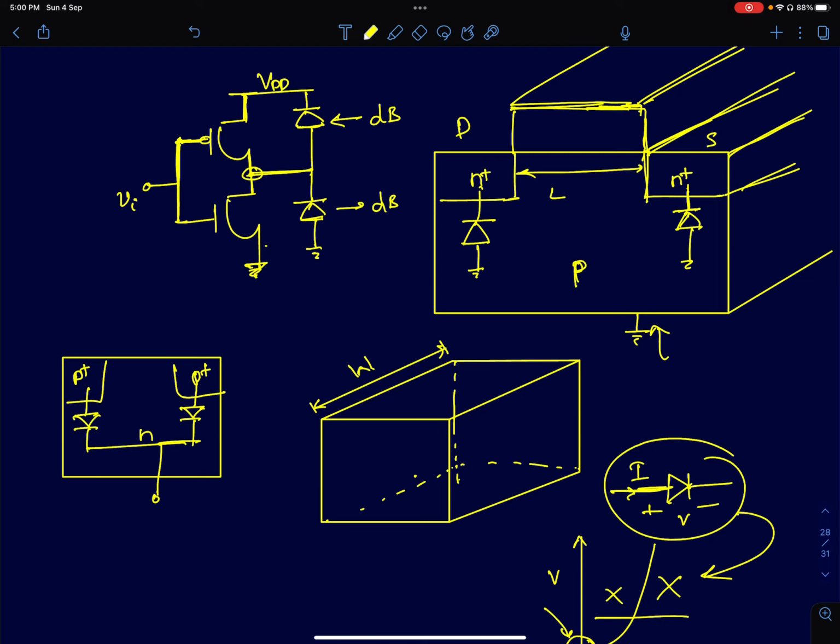So now the next thing is what do these diodes depend upon? They depend upon the diffusion width. They depend upon the diffusion depth. They also depend upon the width of the diffusion region, and also the width of the MOS device itself. So I've just cut out the N plus diffusion region here. So I've just shown a cross section here.